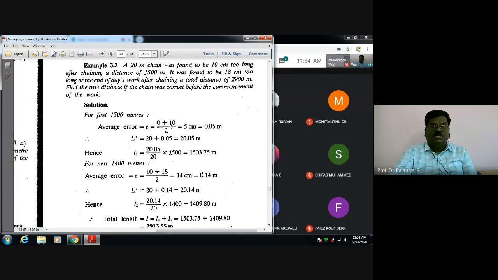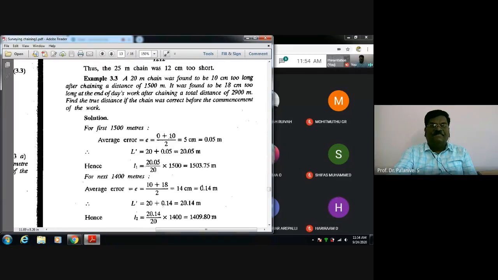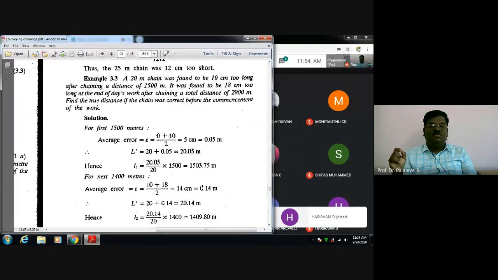Average error is equal to 0 plus 10 divided by 2. Why? After measuring 1500 meter only, it is found to be 10 centimeter too long. Initially, at the time of commencement of the work, it was exactly 20 meter length. The chain was correct. That is why initially the chain was neither too long nor too short. That was 0 error involved. Plus now it is 10 centimeter too long. 10 divided by 2 equal to 5 centimeter.